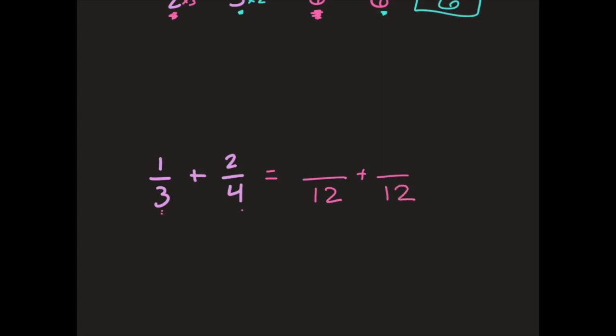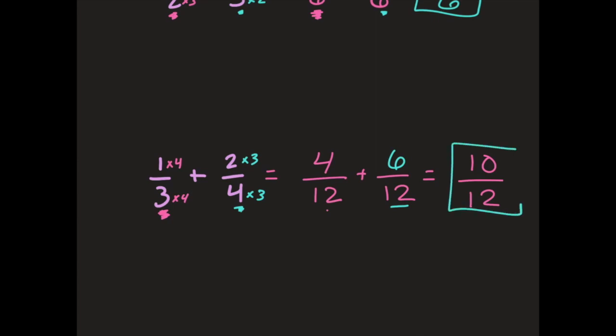So I'm going to go to my first one here, okay? 3 times what gives me 12? I'm going to multiply that by 4. If I do it to the bottom, I have to do it to the top. 1 times 4 is 4. Come here for my next one. 4 times what gives me that 12? I'm going to multiply by 3. If I do it to the bottom, I've got to do it to the top. 2 times 3 is 6. So now I can add these together. I have the same denominator. 4 plus 6 is 10. So my answer is 10 twelfths.